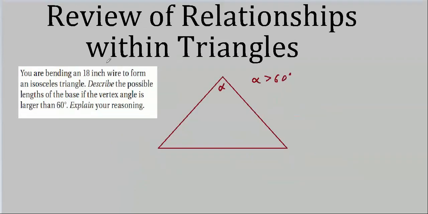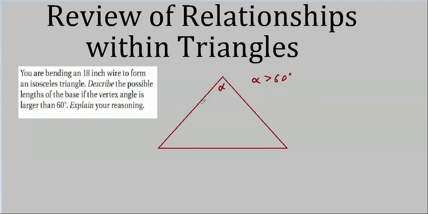Well, here's one that involves an isosceles triangle. We're going to use an 18-inch wire to form an isosceles triangle, which means the perimeter is 18 inches. If we have an isosceles triangle, this is the vertex angle. These are the 2 base angles.